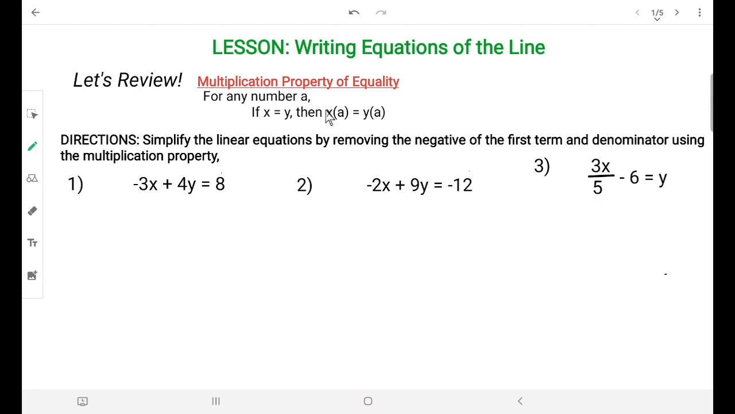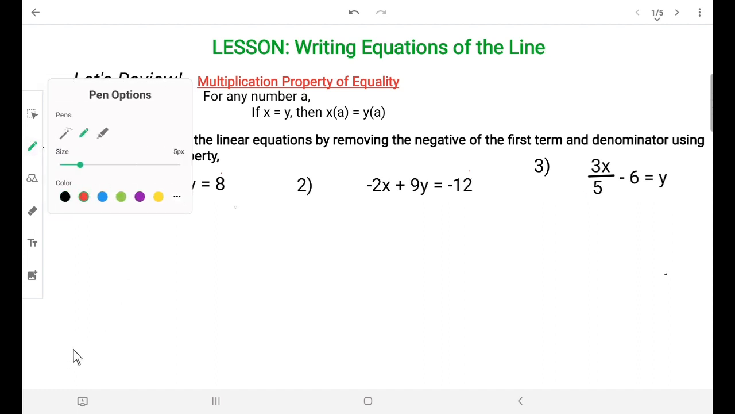So why do we need this? We are going to apply this in simplifying linear equations. Simplify the linear equations by removing the negative of the first term and the denominator using the multiplication property. We have the first example, negative 3x plus 4y is equal to 8. Based on the direction, we have to get rid of the negative in the first term.